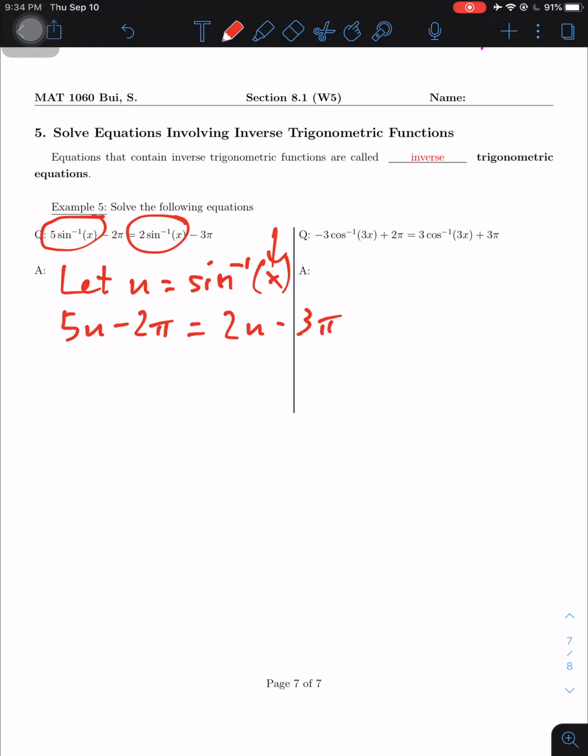All right, so PEMDAS in here, because we have some u's on the left and some u's on the right side, we will combine them. I'm going to subtract the smaller number first, but if you don't want to, you can subtract 5u from both sides. That works too, but it's going to give you a negative number, which is a little bit awkward.